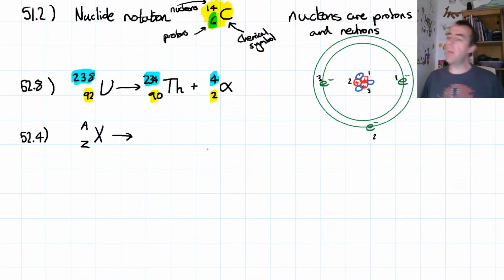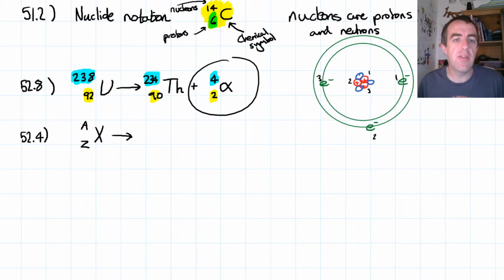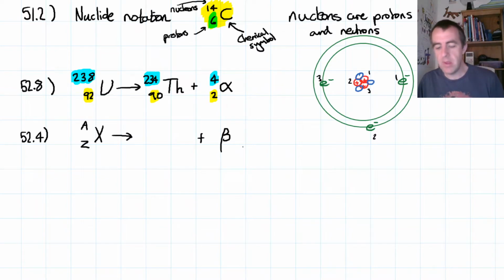52.4 is going to ask you about beta decay. This is a different type of radioactive decay. And in this one, rather than having the emission of an alpha particle, as you get in alpha decay, you get the emission of a beta particle. The clue's in the name. So what is a beta particle? It's that. Now this may look a bit confusing to you.